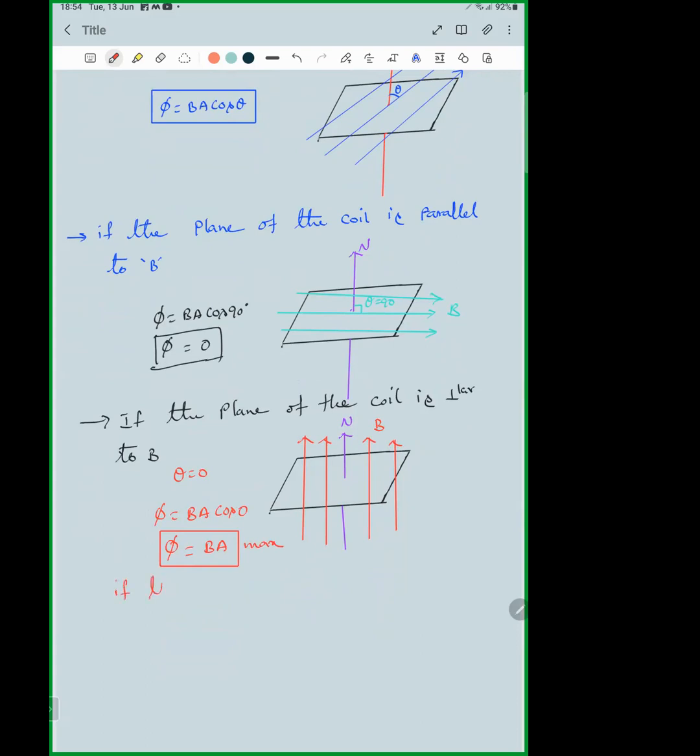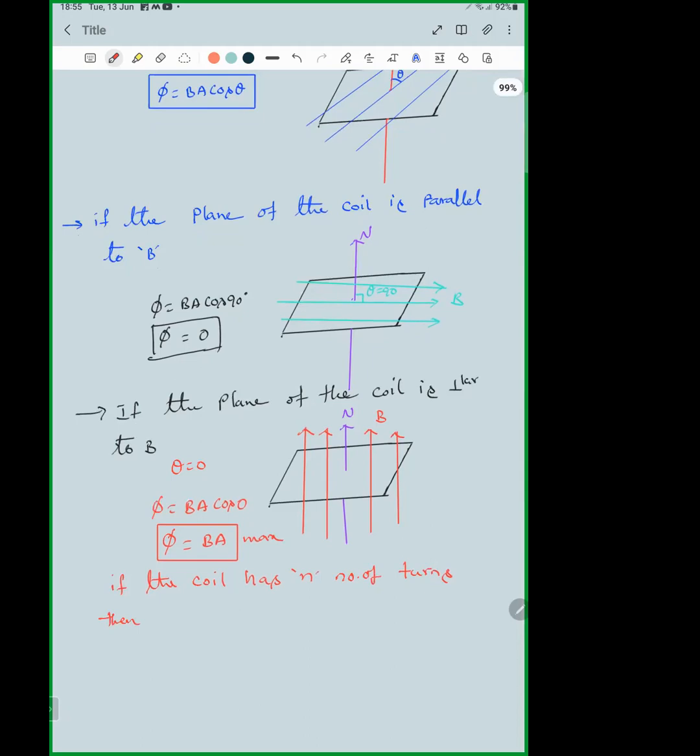Suppose the coil has N number of turns, then phi is equal to NBA.